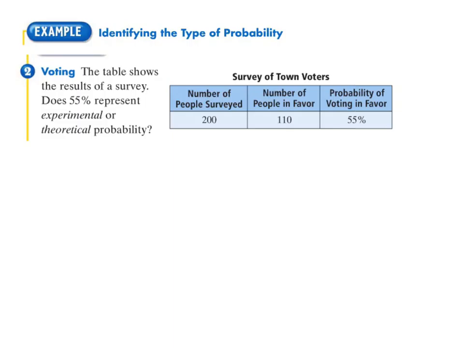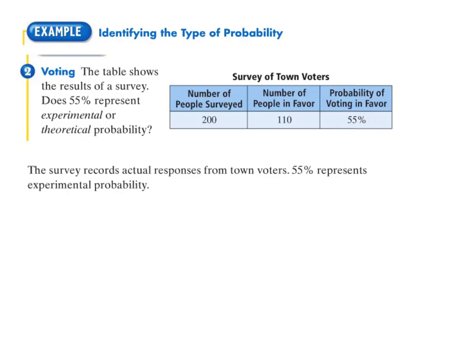Let's identify what type of probability this is. The table shows the results of a survey. Does 55% represent experimental or theoretical probability? The survey was conducted. So what type of probability is this? The survey records actual responses from town voters. So 55% represents experimental probability because the survey was conducted, an experiment was done.